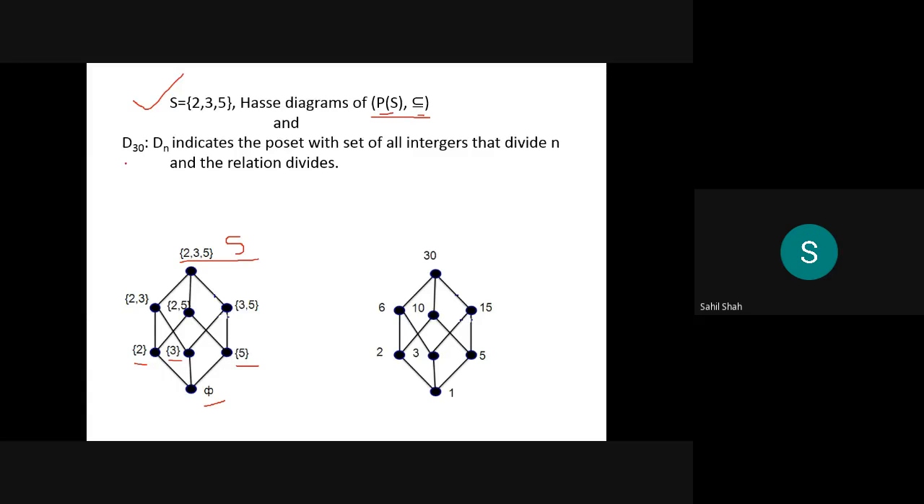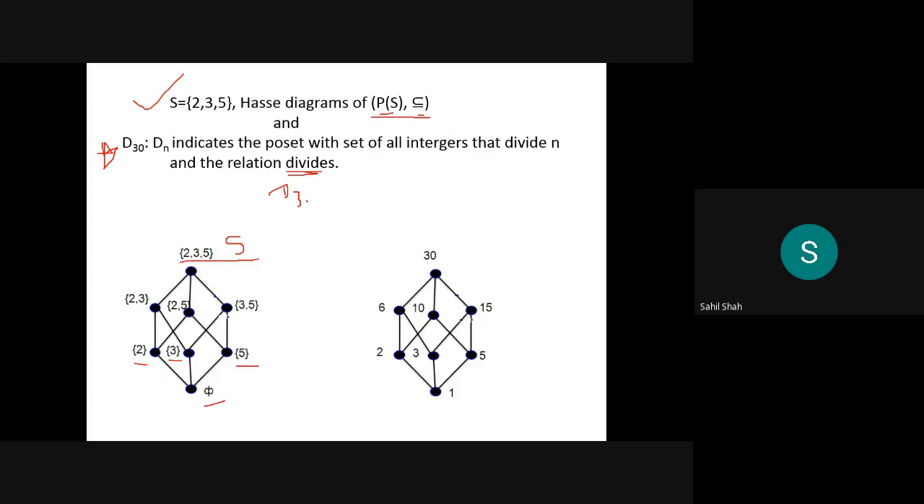And further, check out this new thing. For this reason, I have started with slides for today. Okay. They will simply ask you D N or D30. What is the meaning of this D30 or DN? If this symbolic representation is given in examination, this is indicating that this is a POSET with the set of all integers that divide n. In this case, let us say 30, and the relation is divides by. Are you getting my point? What will be D30?